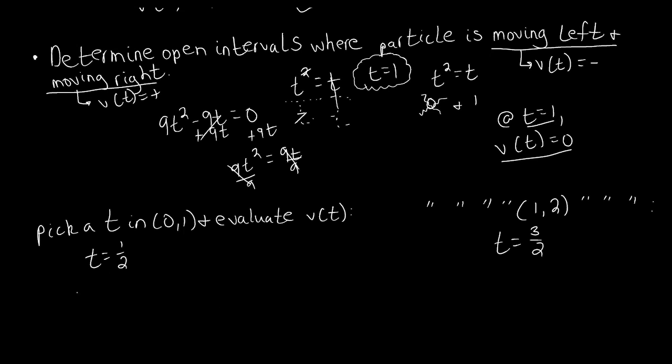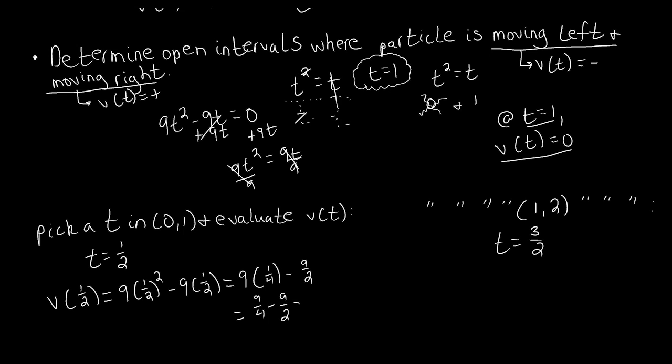Okay, so at v of 1/2, our velocity function is represented by 9 times t squared minus 9 times t, so in this case 9 times 1/2 squared minus 9 times 1/2. Well, how does this evaluate? We have 9 times 1/2 squared giving us 9/4, minus 9 over 2. Using a least common denominator, we can simplify this: 9/4 minus 18 over 4. So this becomes negative 9/4.